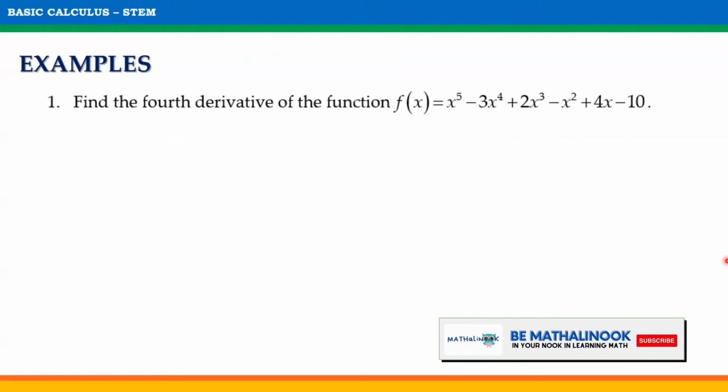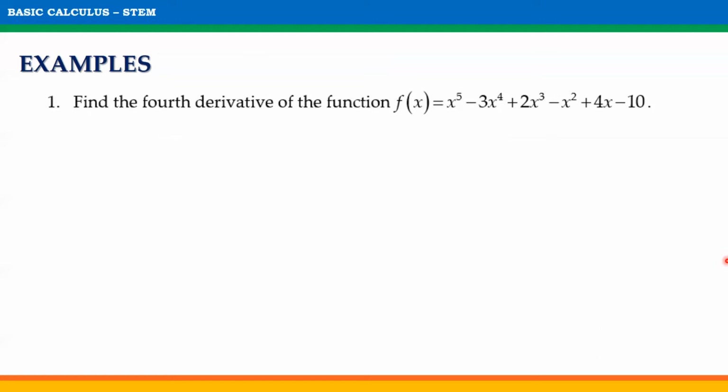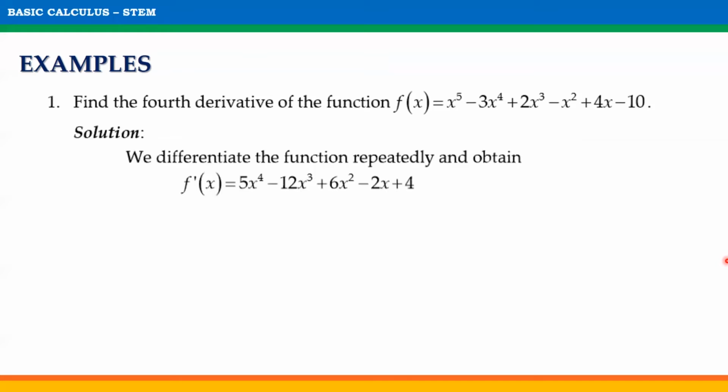Find the fourth derivative of the function f of x equals x raised to 5 minus 3x raised to 4 plus 2x cubed minus x squared plus 4x minus 10. We differentiate the function repeatedly and obtain f prime of x equal to 5x raised to 4 minus 12x cubed plus 6x squared minus 2x plus 4. F double prime of x is equal to 20x cubed minus 36x squared plus 12x minus 2.